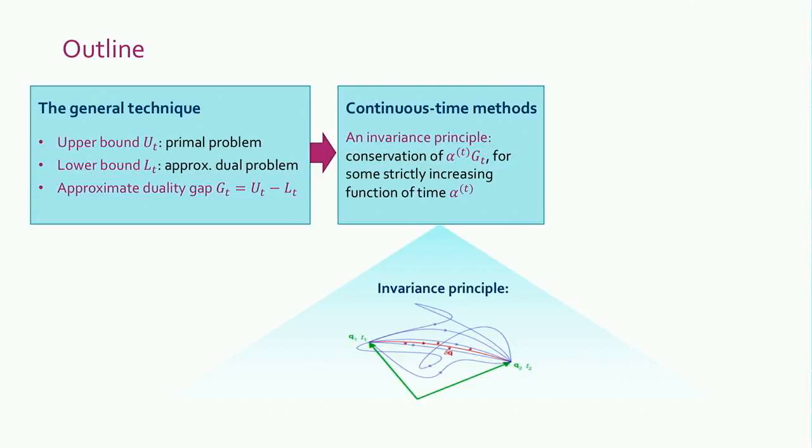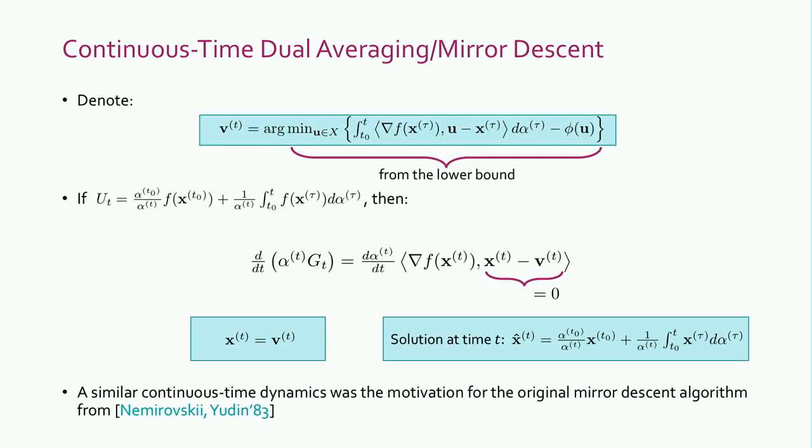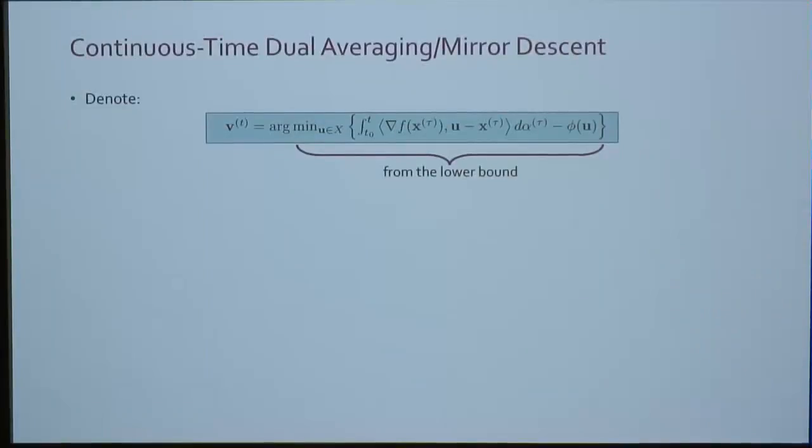So let's get to the continuous time methods. I will show you 2, and there are many more, but let's see 2 of them. The first one is known as continuous time dual averaging, or mirror descent, or lazy mirror descent. Let's just give a name to the argument of the minimum from the lower bound. Our lower bound, because it has this minimization problem, generates points from the feasible set.